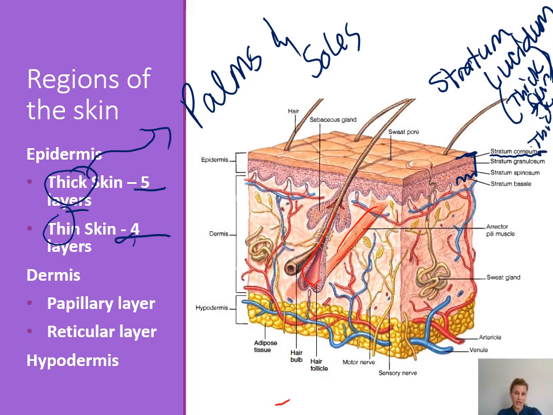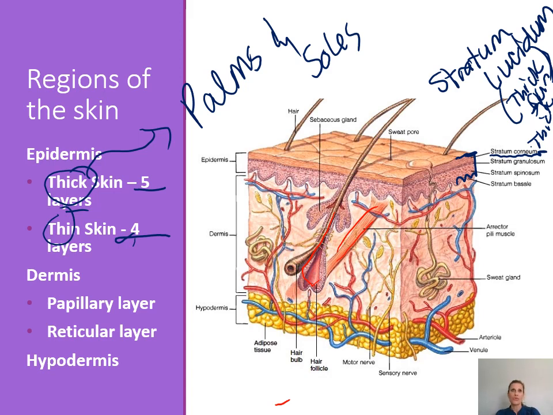Okay, thin skin only has 4 layers. It has a normal stratum corneum, and it does not have the stratum lucidum. And for the most part, thin skin has hair. Even if it's very, very fine, right? Like the hair on your forearms is typically very fine hair, but there's hair there.